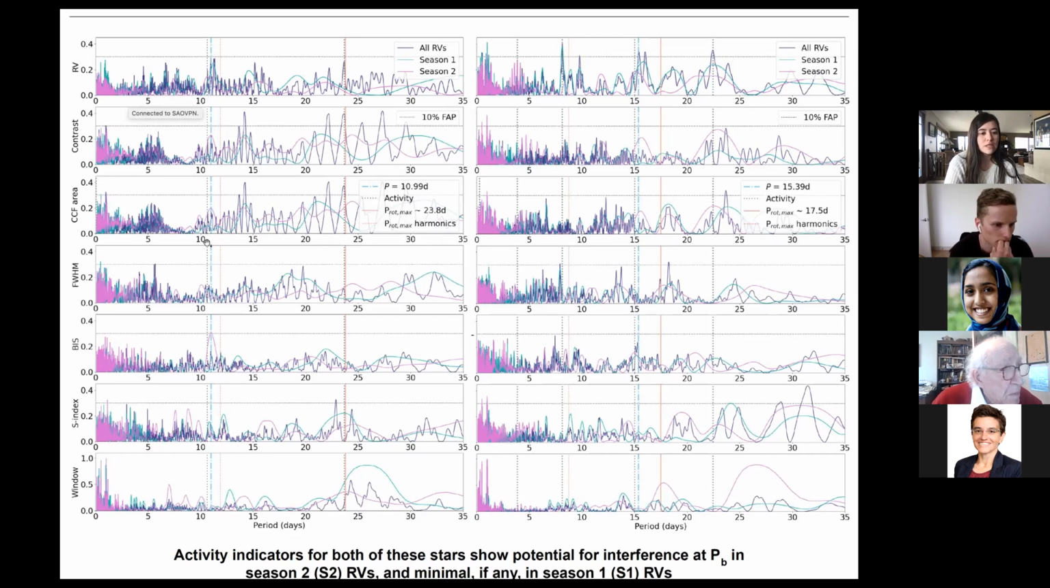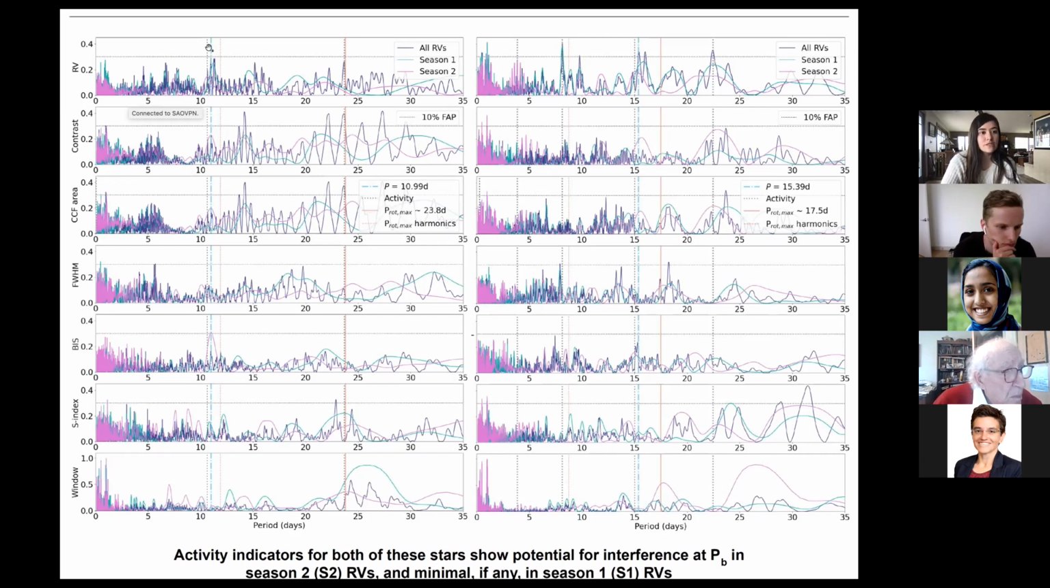What you're going to see is that consistently we see peaks, maybe not necessarily statistically significant, but peaks in the second season that we don't see in the first season. So in the magenta that we don't see in the blue. And here in particular, we see this peak in the bisector inverse span that is a statistically significant peak right at that orbital period of that planet.